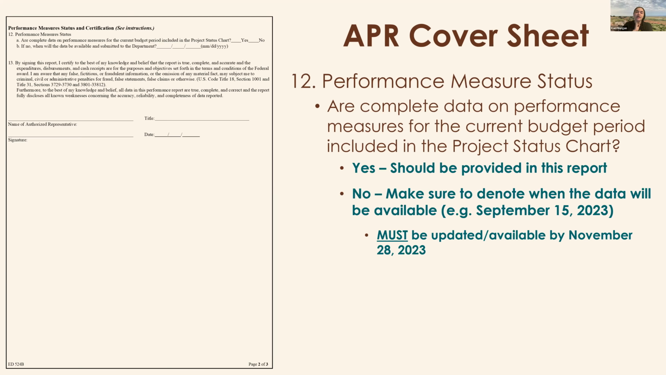So if you say yes on question 12, then you are indicating that all of your data is complete. So in section A, we would expect to see all of the objectives with current and complete data provided in the report, and there would be no 999s or zeros. If you say no to item 12, then you want to make sure that you put a date when the data will be available. And for your 999 information in section A, that data must be updated and available by the end of the grant year, so by November 28th, and then that's what you would submit in your APR update in December.